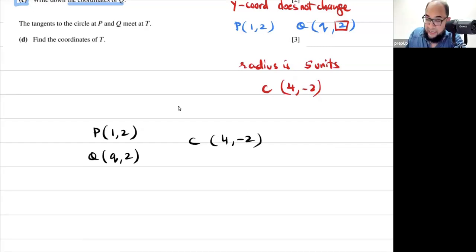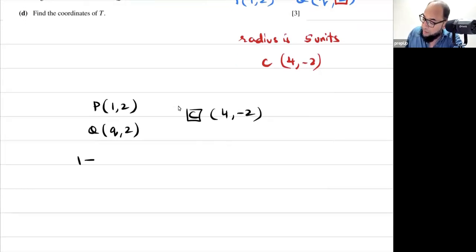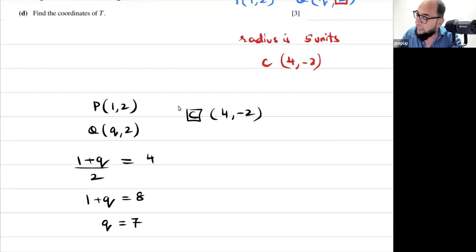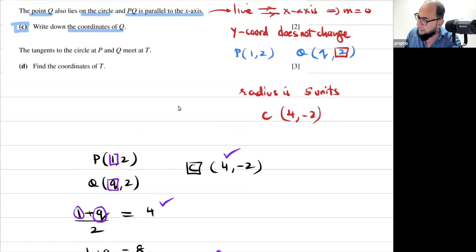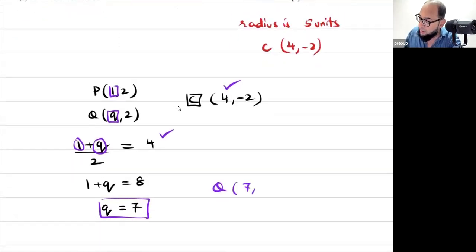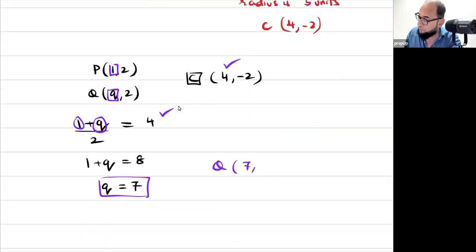And it so happens that the diagram is not realistic. It so happens that this is the midpoint. So (1 plus q) divided by 2 equals 4. 1 plus q equals 4 times 2, which is 8. Therefore, q comes out to be 7. We are taking this, equating to this. So we found that q is this. Therefore, the coordinates of Q are how much? That is (7, 2). So that is the coordinate of Q.